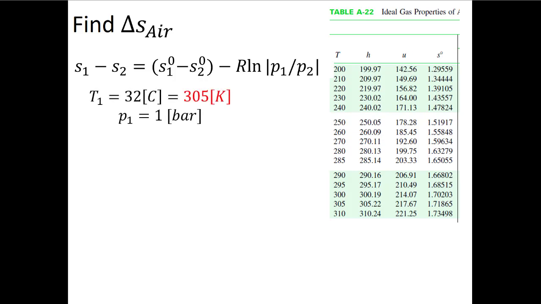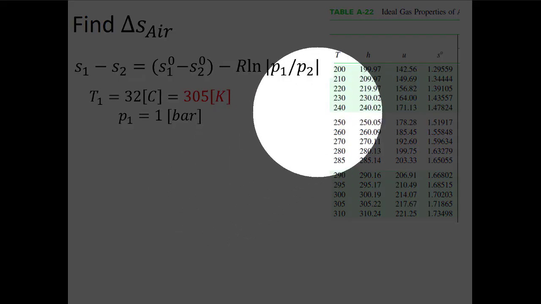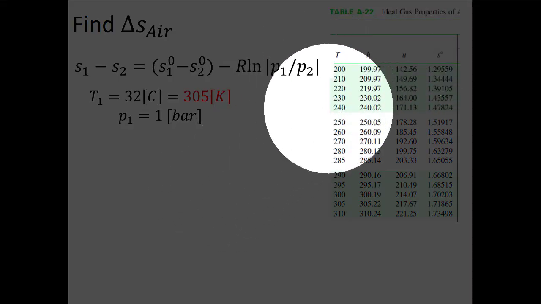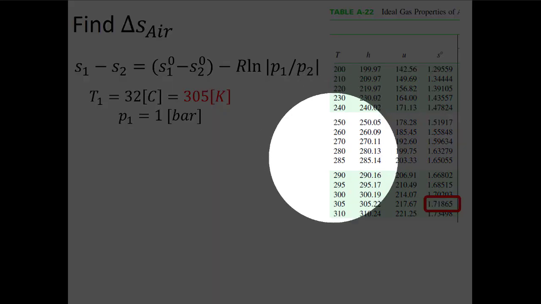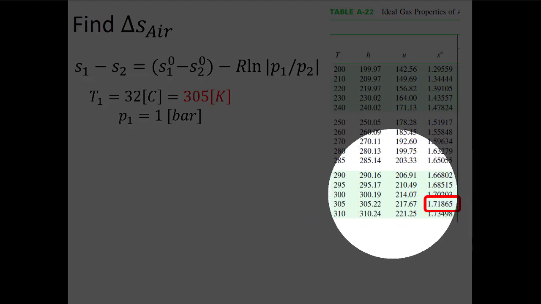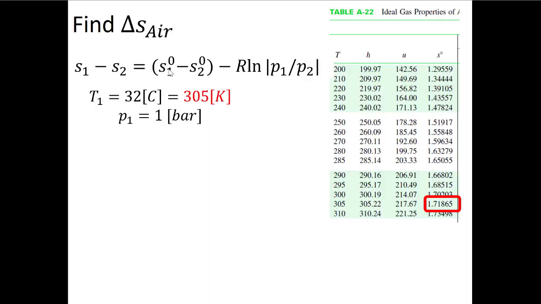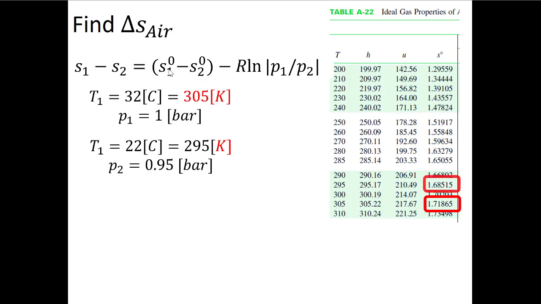So I know the temperature at state 1 is 32 degrees. But here, you can't see the legend up here. These temperatures are not in degrees Celsius, they're in degrees Kelvin. So I got to add 273, and I see that I'm at 305. Thankfully, I have a row that's 305 right here on my table. So I can put s1 into my equation. s2 happens at 22 degrees or 295 degrees Kelvin. It's also a row on my table, so I can take that number and plug it into my equation.